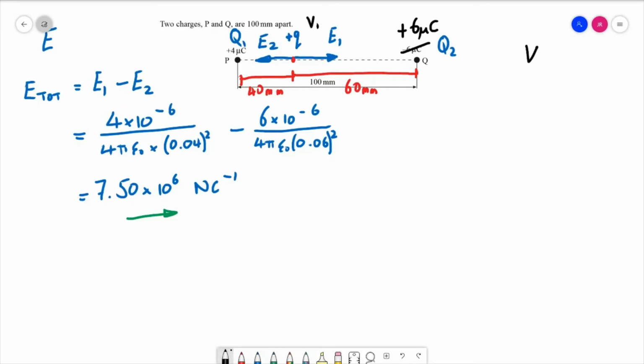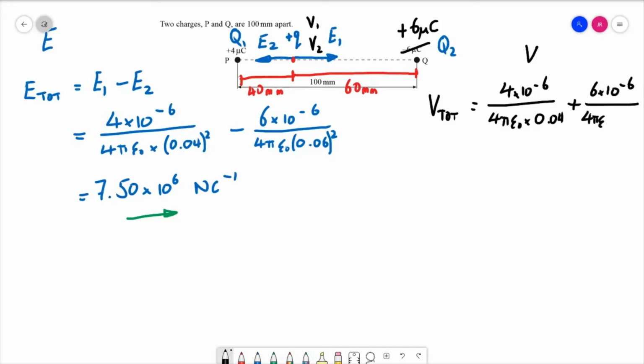For the potential, V1 and V2, again we simply add the values together, so our total potential will be 4 times 10 to the minus 6 divided by 4 pi epsilon naught multiplied by the distance 0.04, and again from the equation we're not squaring the distance here. We will add to that 6 times 10 to the minus 6 divided by 4 pi epsilon naught multiplied by 0.06. Once we've put that all into the calculator, what we're left with is an answer of 1.80 times 10 to the 6 volts, or I would prefer to write that as 1.80 megavolts.